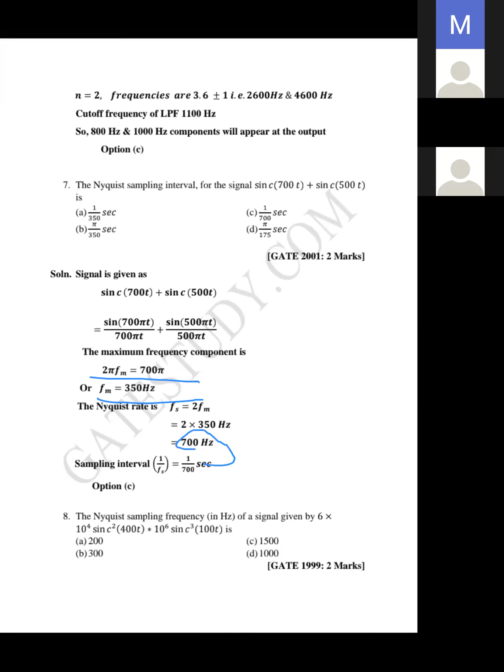So the sampling interval is 1 by Fs, and we found that option C is the answer: 1 by 700 second. Whenever they give a signal, kindly consider the maximum frequency component, so that we can allow the remaining smaller frequency components within it. If we consider the minimum frequency component, we can't allow the maximum frequency components in the minimum frequency. That is the main thing. Here this is the maximum frequency component, so I considered it and solved to get the desired answer.